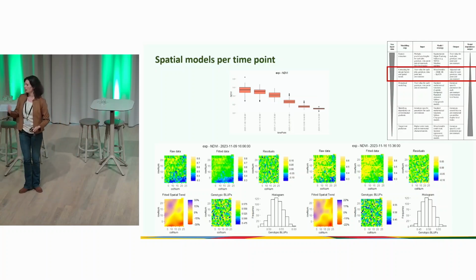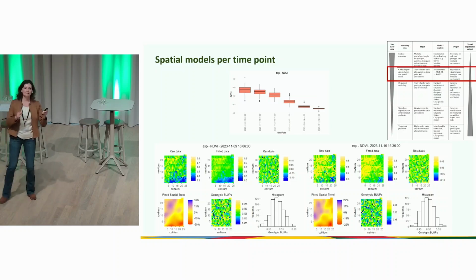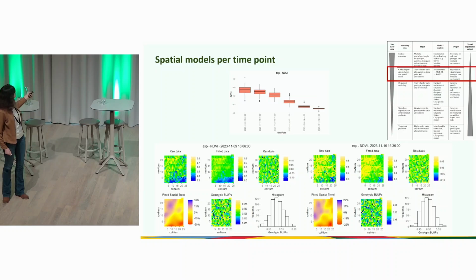The work by Fred and Diana, for example, his PhD students, was also trying to expand on how you can model space and time simultaneously. In this work, we were just taking slice per slice in time point, but nevertheless, if you compare this surface, you will see that this part of the field has lower values of NDVI than the rest. So there is a time dependency in the spatial effects. Then we get our spatially corrected BLUEs.